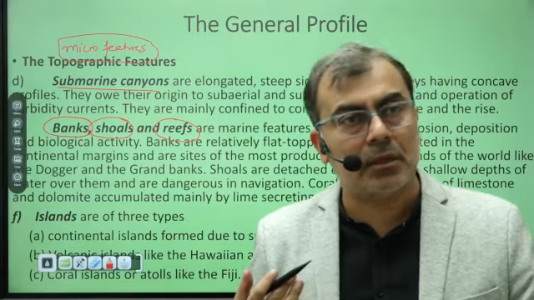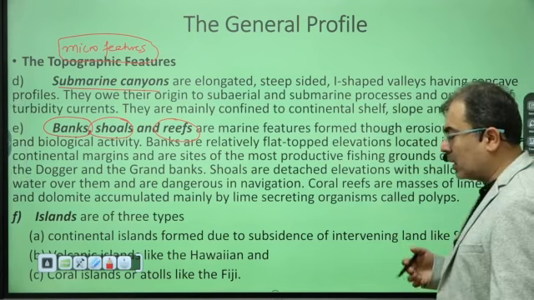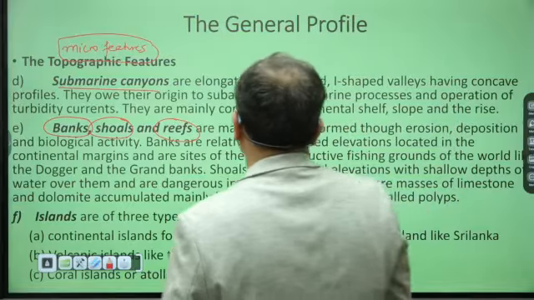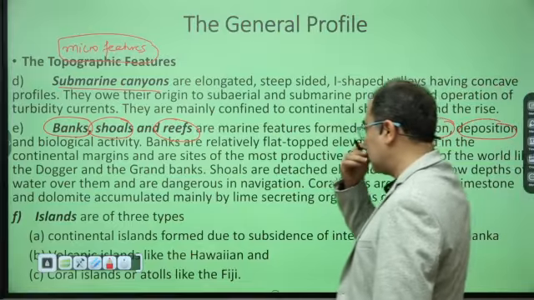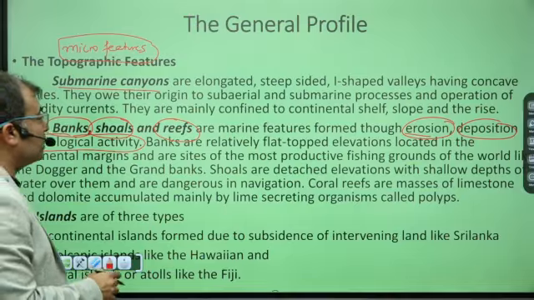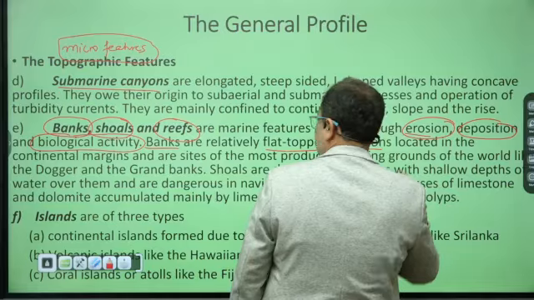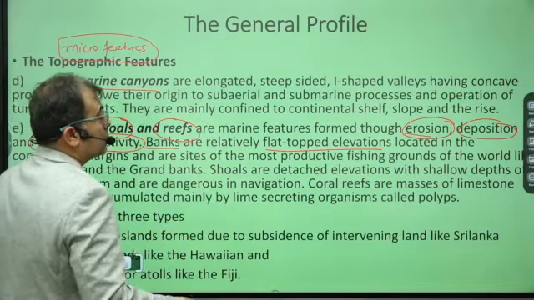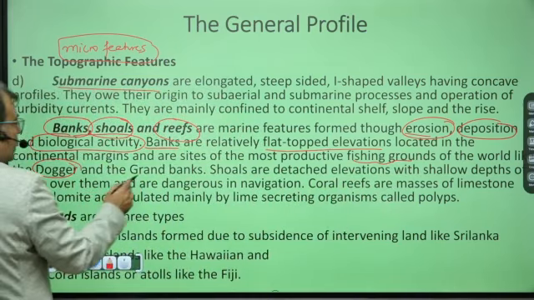So let us look at this. We are still talking about continental shelf, and on the shelf we also found some other features, and these features will be referred to as the micro features. So marine features formed through erosion, deposition or biological activities. Banks. What are banks? They are relatively flat topped elevations located on the continental margins, sites for most productive fishing grounds. So fishing grounds कहाँ पर होते हैं? यहाँ पर होते हैं. And like the Dogger Bank and the Grand Bank.